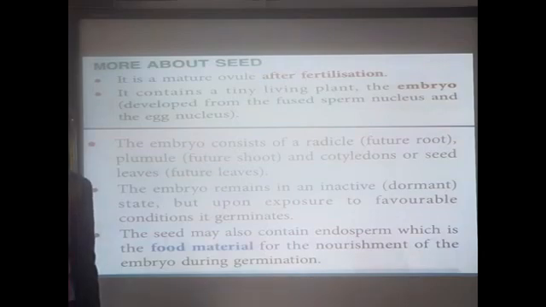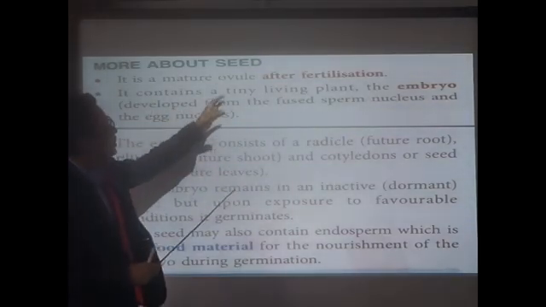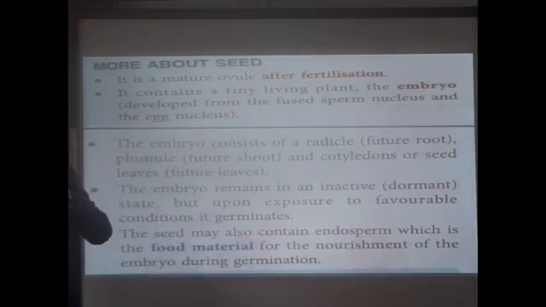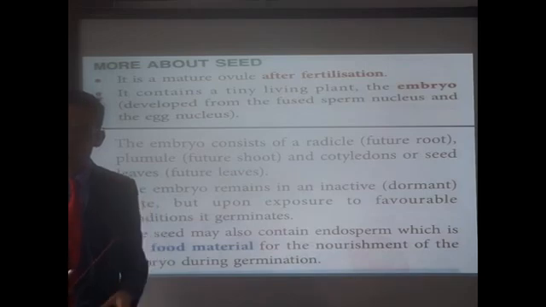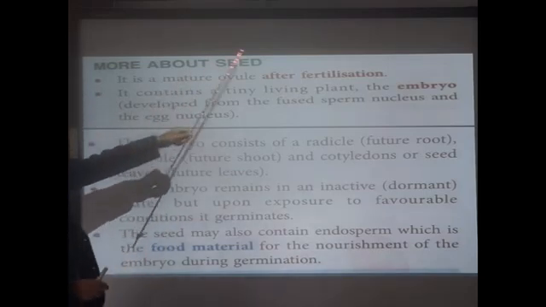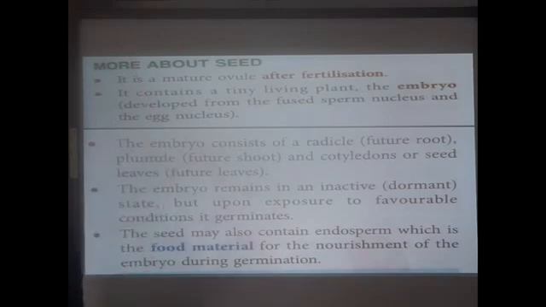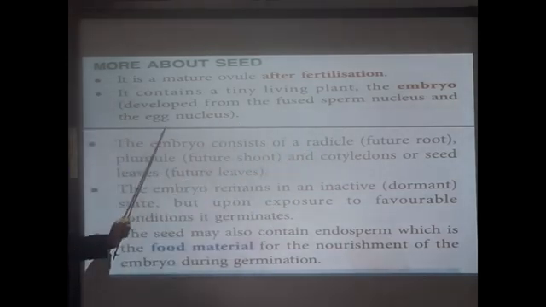Now, going into detail about seeds. A seed is a mature ovule after fertilization. So you have learned that after fertilization is over, the ovule will develop into a seed. Point number 2, it also contains a tiny living plant called the embryo. Clear? Now, the embryo is mainly formed by the fusion of the sperm nucleus and the egg nucleus.